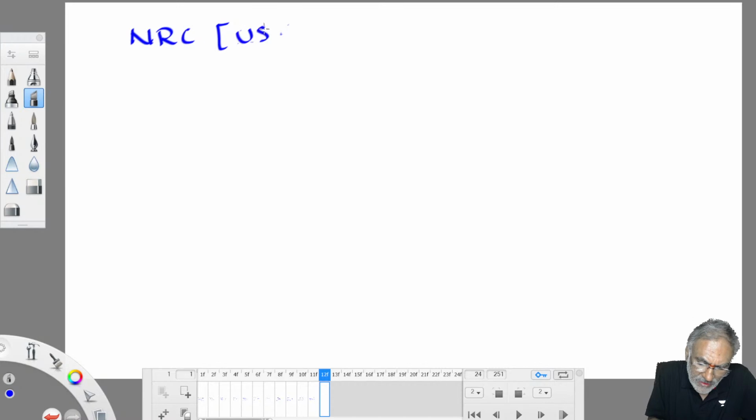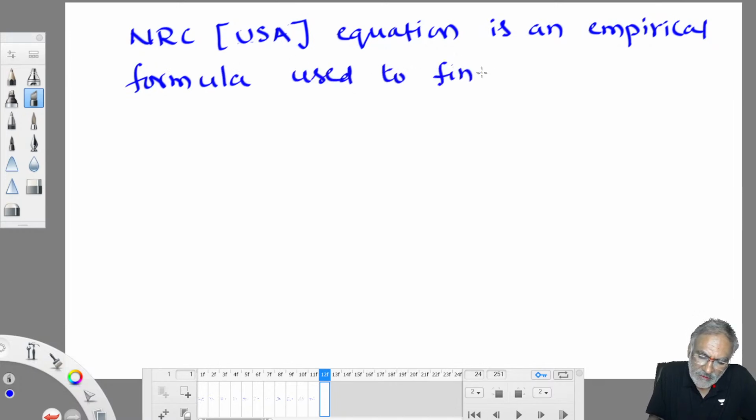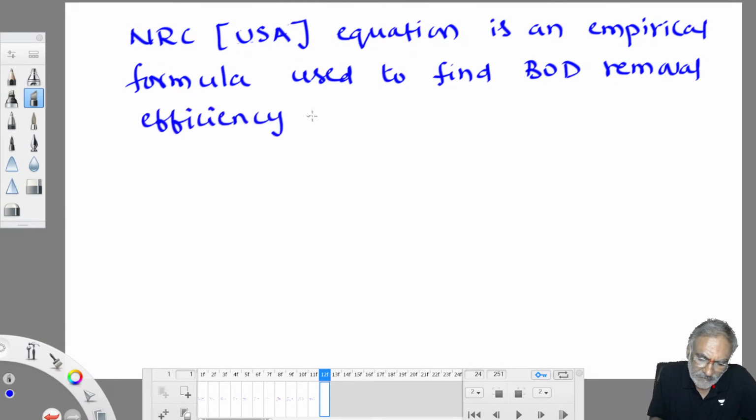NRC of USA equation is an empirical formula. NRC has proposed that formula. It is an empirical formula used to find BOD removal efficiency of trickling filter. So I'll write that equation.